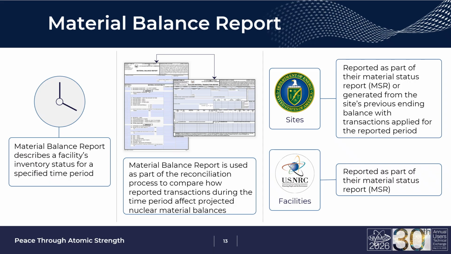For DOE facilities, this form may be submitted as part of their material status report, or NMMS can generate a material balance report based off of the site's previous reconciled inventory ending balance in correlation with all the following transactions, DOE NRC Form 741s, that have been reported during the specified time period. When a facility is reporting their material balance report, it is important to note that if a facility has multiple material types, then they would have to complete a material balance report, DOE NRC Form 742, for each of the types of material. So, if a facility has material type 10, which is depleted uranium, and material type 50, which is plutonium, then they would be completing two 742 forms for your facility's MBR.